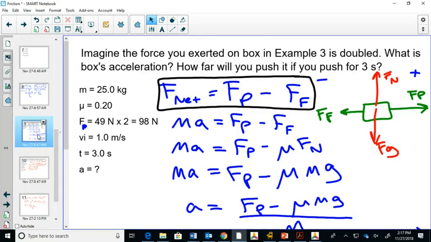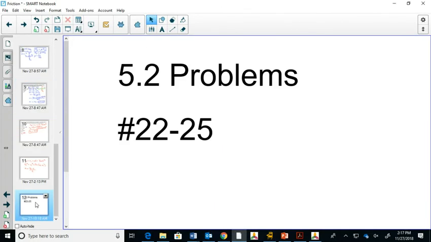Does that make sense? I'm giving you a clue for the first problem you're going to do. So there you go. 5.2, numbers 22 to 25. Walk and wool.